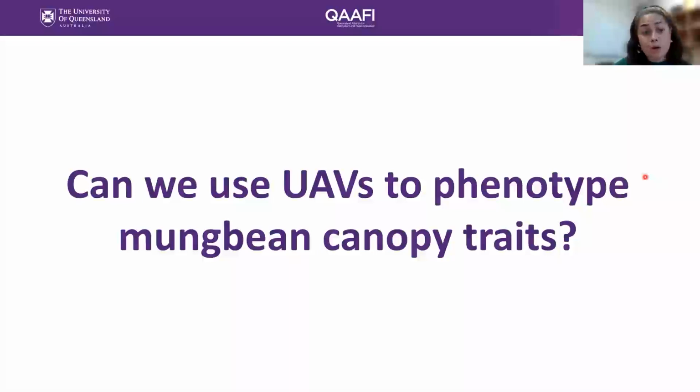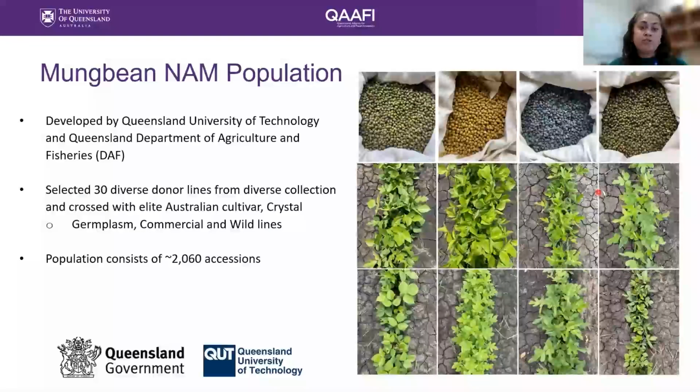So that brought me to my project question, which asked: can we use UAVs to phenotype mungbean canopy traits? I'm really lucky for my project. I get to use a mungbean nested association mapping population, which was developed by QUT as well as the mungbean program at DAF. The way this population was generated was by selecting 30 diverse donor lines from a diverse collection, and we crossed them with an elite commercial cultivar, Crystal. These diverse donor lines consisted of germplasm, other commercial lines, as well as some wild lines. And it generated a population of around 2,060 accessions.